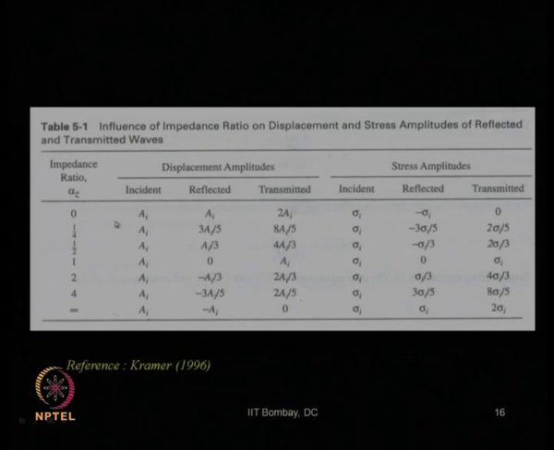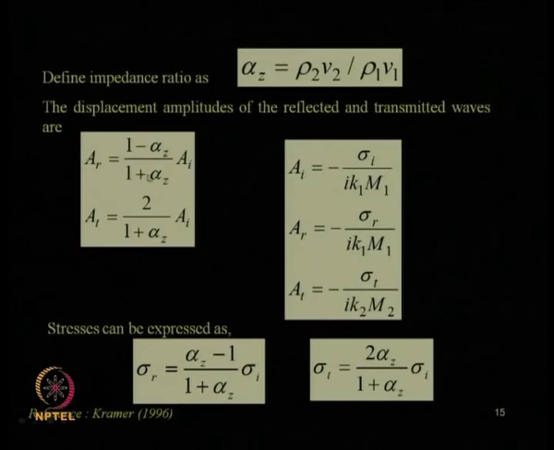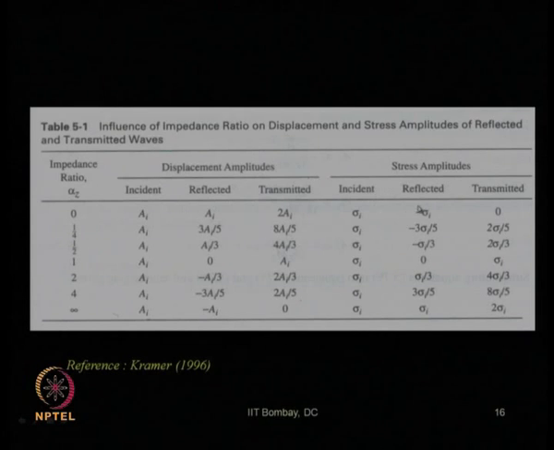So, in that case, the incident wave displacement amplitude and the reflected wave displacement amplitude remain the same. The transmitted wave displacement amplitude is double of this. That you can easily get by putting alpha z equals 0 in this equation. Okay? And the reflected wave stress amplitude will be minus the incident stress amplitude, and the transmitted wave stress amplitude will be 0. What is this situation? Can you guess?